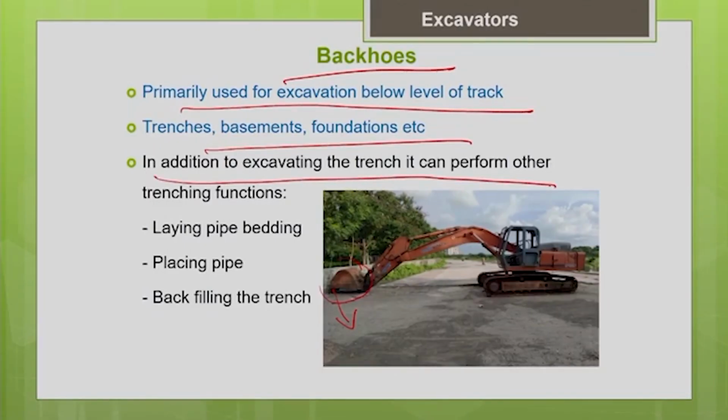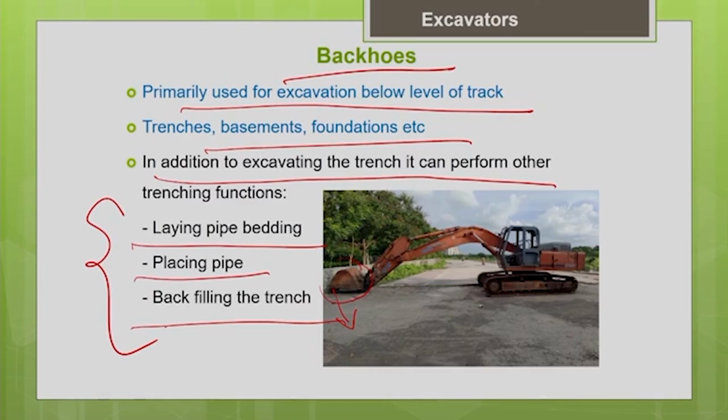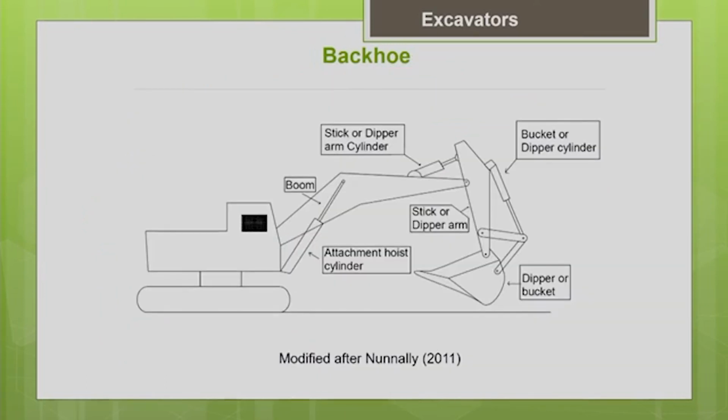That is why it is very commonly used for trenching, and this is the right choice of machine for trenching. In addition to excavating, you can see that it can perform all the trenching related functions, that is laying the pipe bedding, placing the pipe, backfilling the trench. Everything can be done by the same machine. That makes it more versatile. So these are the basic operating parts of the backhoe.